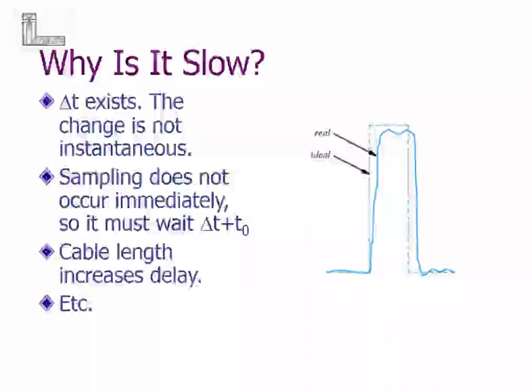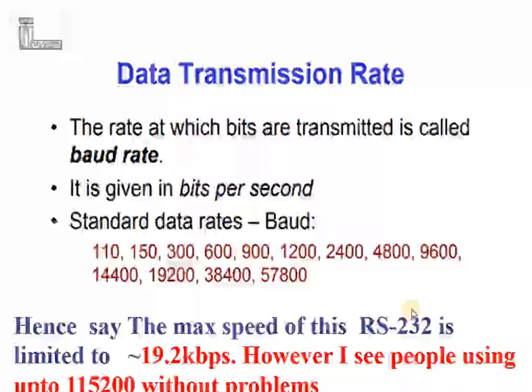Maximum speed is 19.2 kbps, but I have seen people using up to 115200 baud also safely. You can see other speed rates, baud rates, which are shown in the picture: 110, 150, up to 57600, which corresponds to 56 kbps.